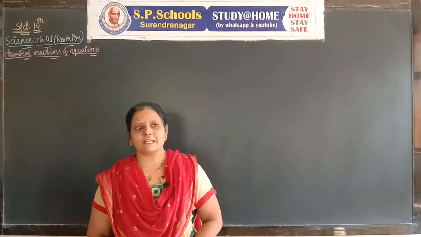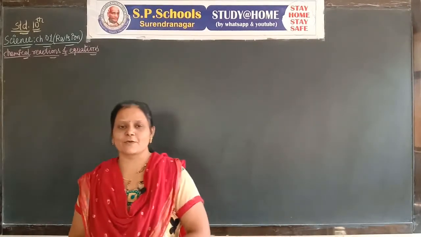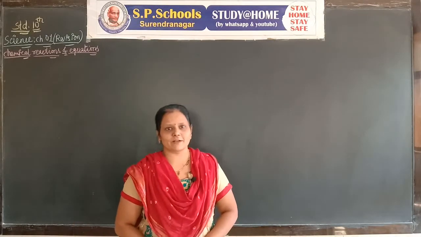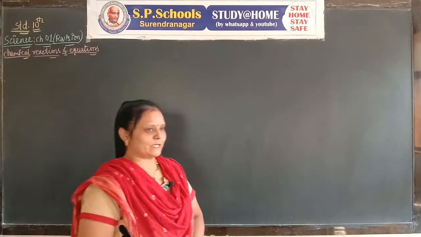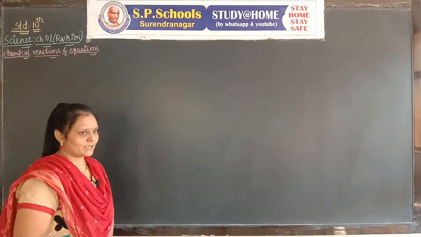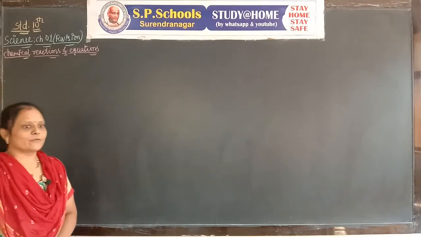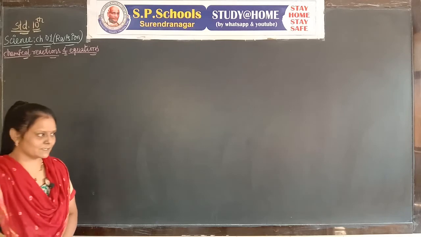Standard 10th, subject science. Now we go through the revision. We almost completed 9 chapters in science according to our first term. We go through the revision. We take chapter number 1, chemical reactions and equations. In chemical reactions and equations, first we study how to balance the reactions.